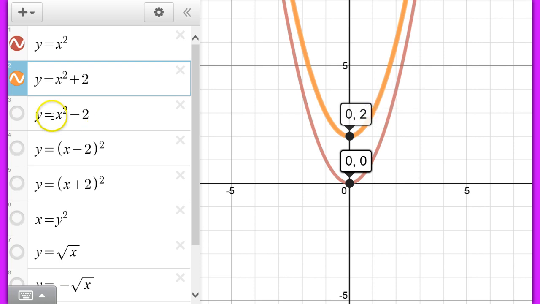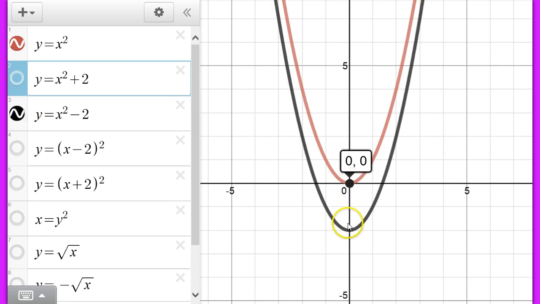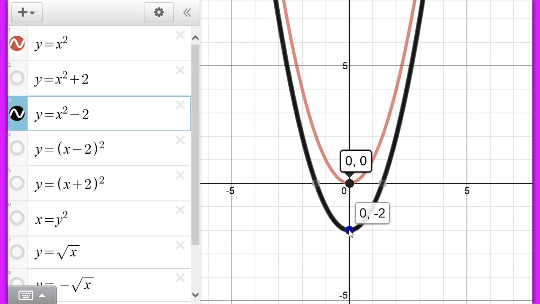Now, if I subtract 2, so let me get rid of the orange one. If I subtract 2, and I highlight here, now I'm shifting everything down 2 units. So now I'm at 0, negative 2, and I have a point at 1, negative 1. Now, there's a different type of shift that occurs when you subtract 2 on the inside of the parentheses squared.